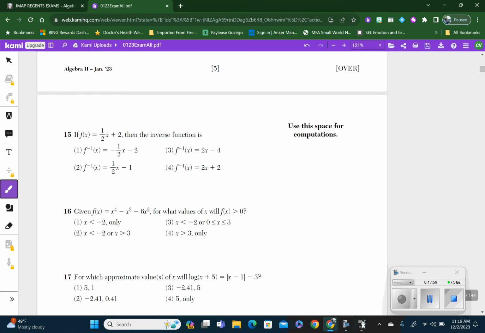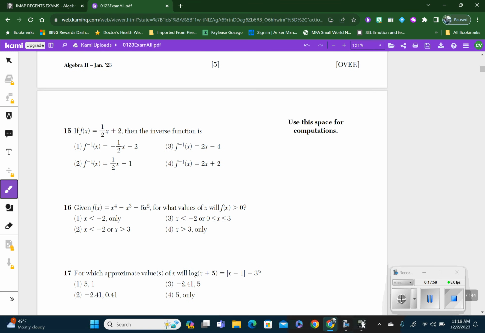Inverse. Can I do this real quick? I know we didn't do this yet, but this is not hard. So f of x is the same thing as y. So y is equal to 1/2 x plus 2. How do you do inverse? Step 1, take x and y and switch it. Step 2, get the y by itself. So let's just do this real quick, because this was in the last Regents that we did, and I wanted to teach it to you so bad, but I didn't.